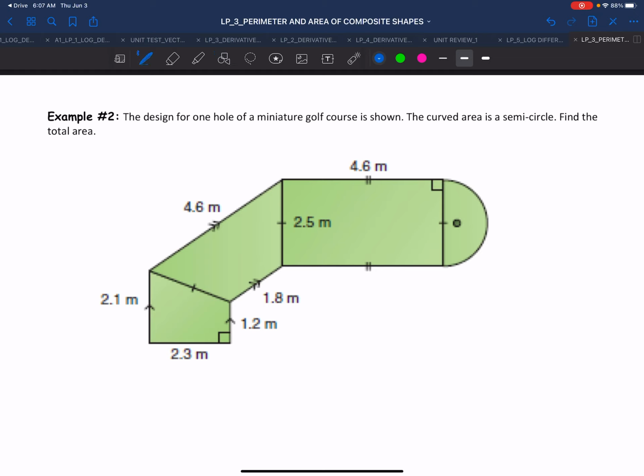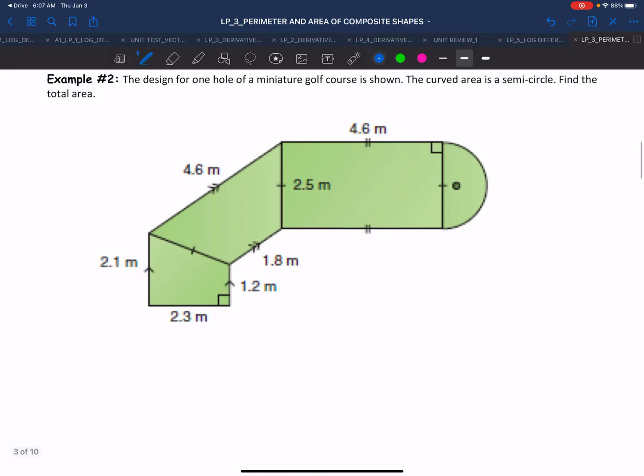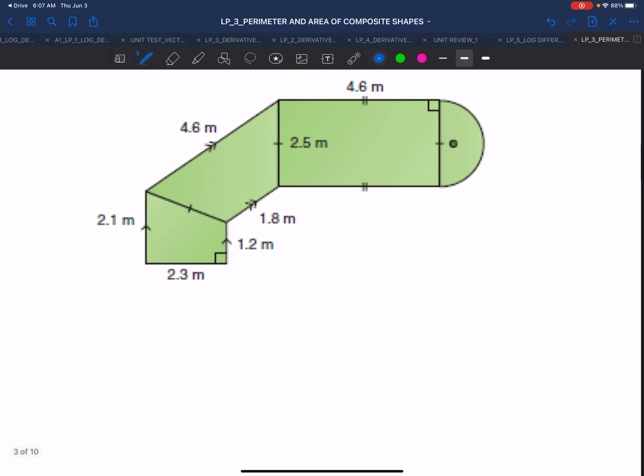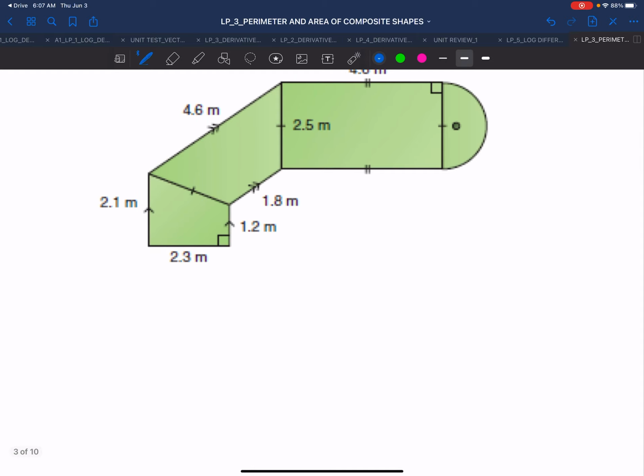So in this shape in here, we have the design of a miniature golf course, and we want to find the total area of it. So we're focused only on the area. So this is kind of nicely broken down for us, so you can tell that the shapes that we see here are this right angle trapezoid. It's called a right trapezoid, and we'll call this A1.